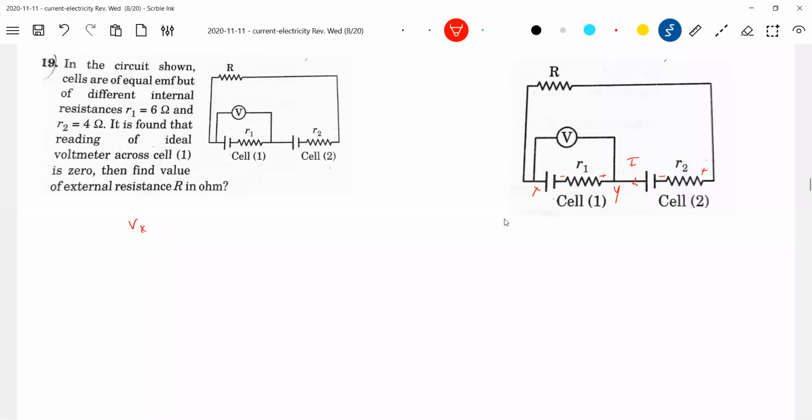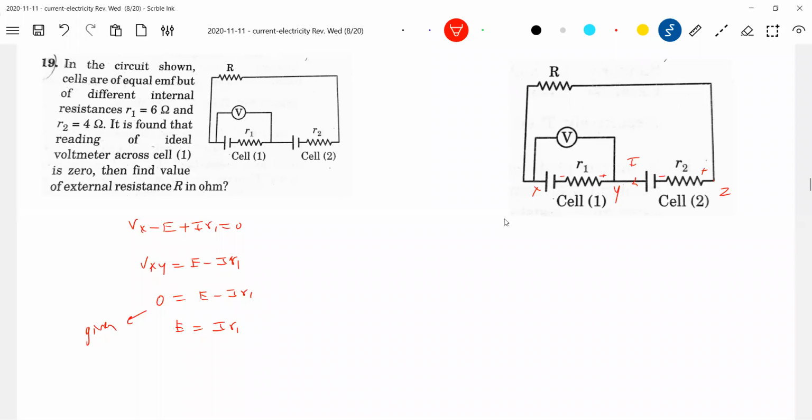So you see, don't guess anything. Vxy minus E plus IR1 equals 0. So Vxy equals E minus IR1. Everyone can write this KVL, and it is telling us this Vxy is 0. This is a given. The voltmeter reading is 0. Therefore, E equals IR1. Then let me write Z. Vxy is 0, then Vyz should be equal to the drop across this one.